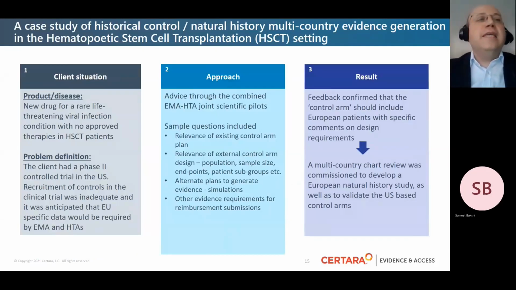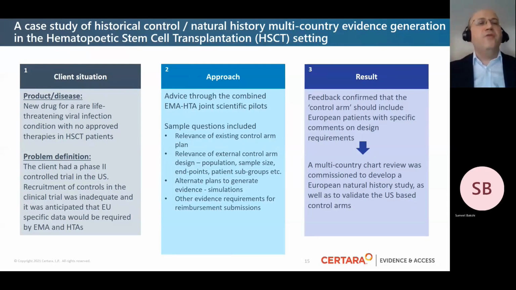The following few slides will provide a case study which we conducted, and I thought it would be very useful to share this with you. This is a use of a historical control arm via natural history study design for evidence generation in the hematopoietic stem cell transplantation setting. Why is this study important? Because it shows the thinking process and the multi-step approach used from the very beginning, from setting the problem to developing approaches and providing the results.